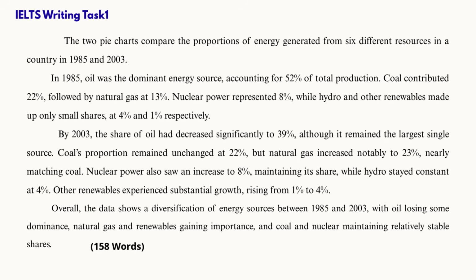2003. In 1985, oil was the dominant energy source, accounting for 52% of total production. Coal contributed 22%, followed by natural gas at 13%. Nuclear power represented 8%, while hydro and other renewables made up only small shares at 4% and 1% respectively.